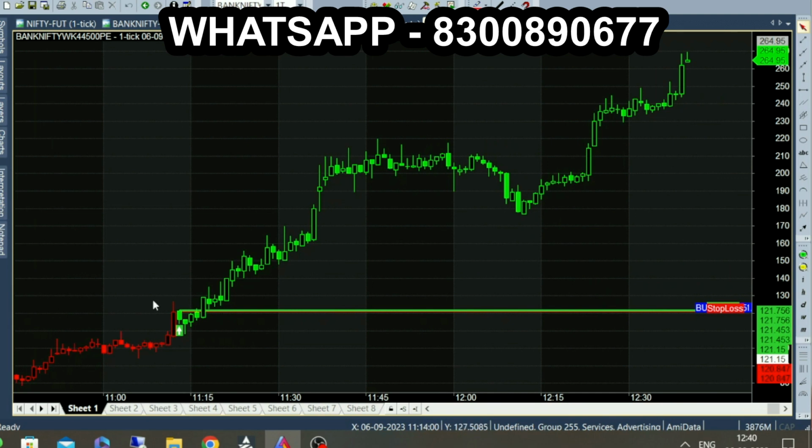The 44,500 put option, it's a weekly option expiry. The buy call started at 121 and is currently trading about 250. Like this, in the option chart also, the calls performed well.